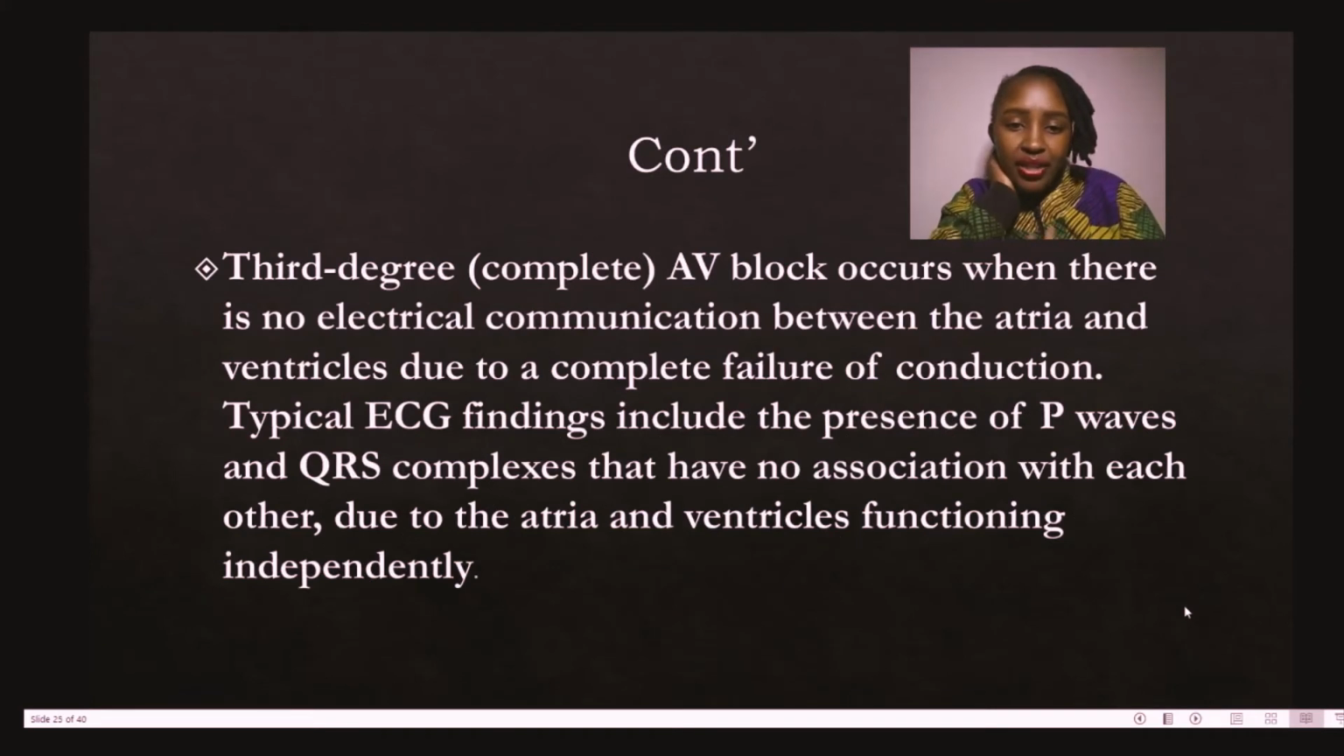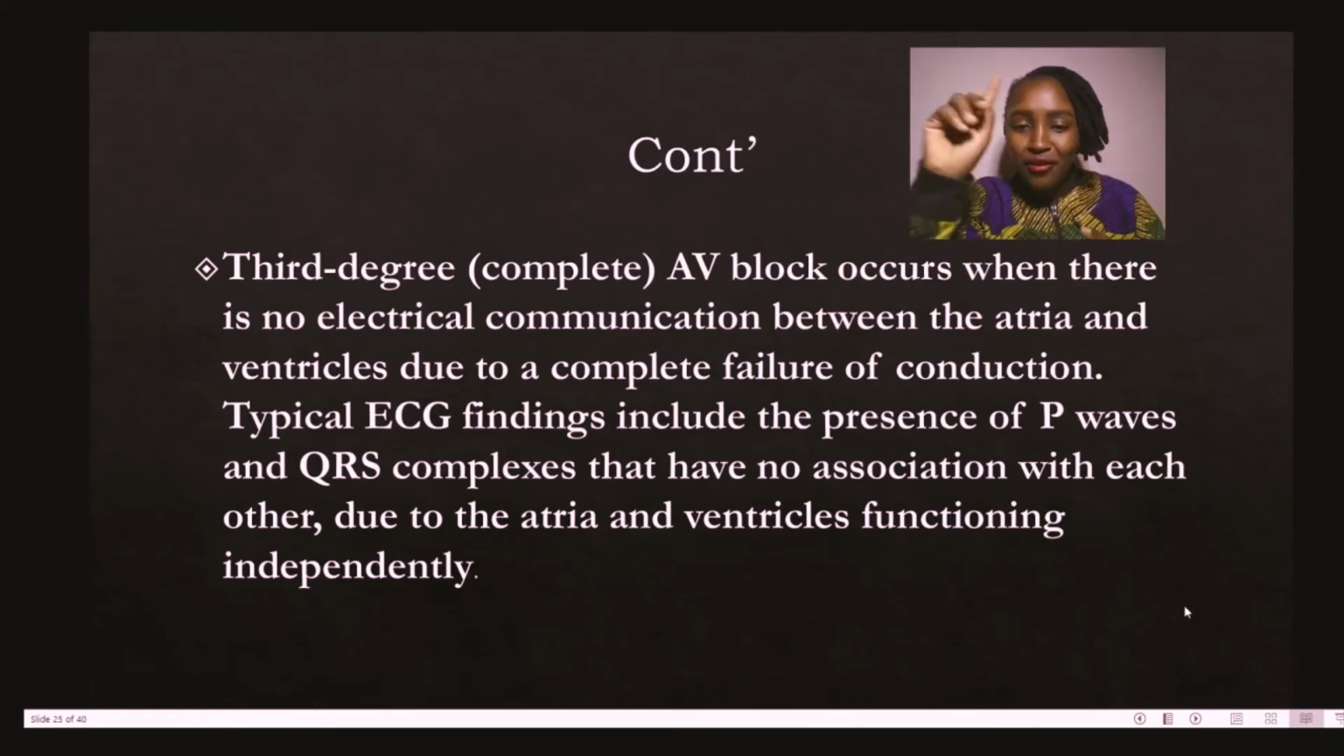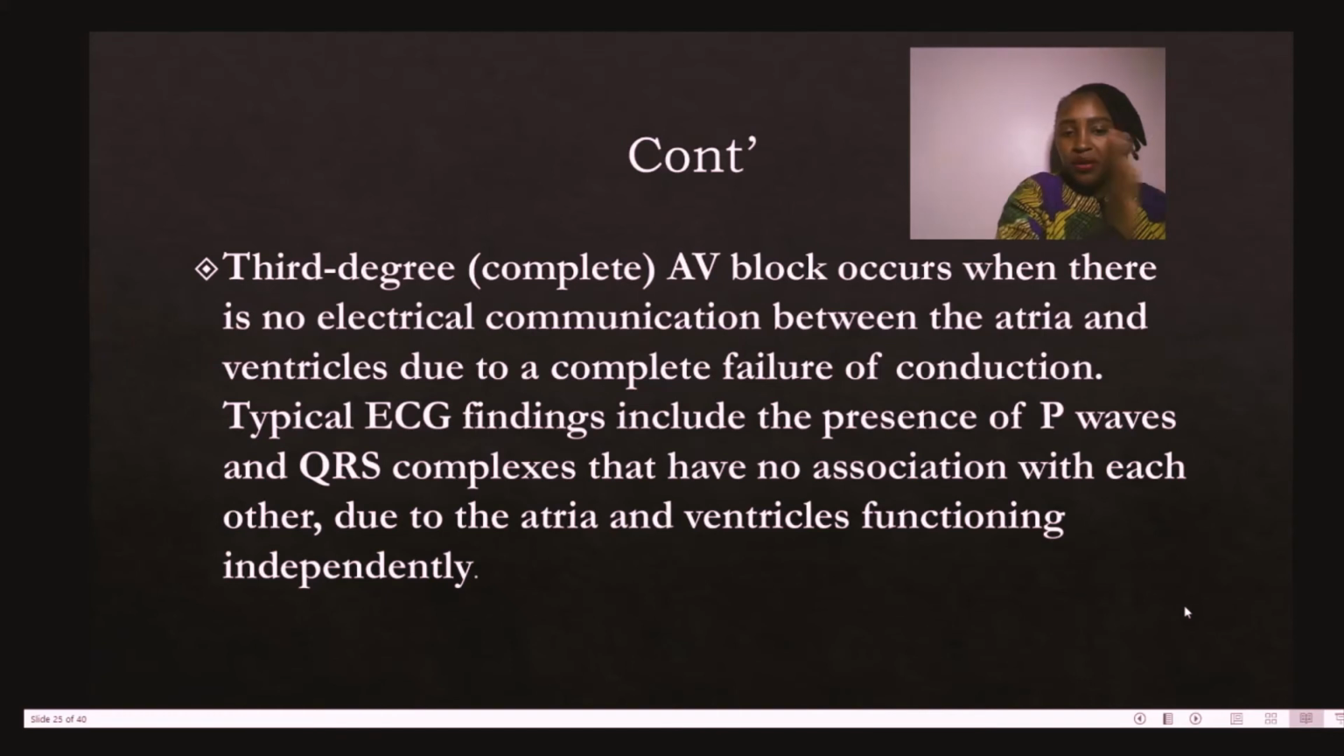The third degree, or complete atrioventricular block, occurs when there is no electrical communication between the atria and the ventricles. This is due to a complete failure of conduction. So you will have your P waves and your QRS complexes, but they are not related. They don't look like they're coming from the same heart because they have no association with each other, due to the atria and the ventricles functioning independently. Usually there's a synchronization of how the atria communicate.